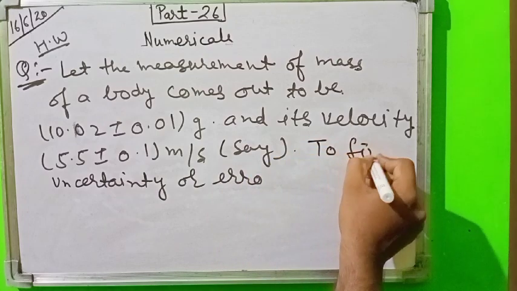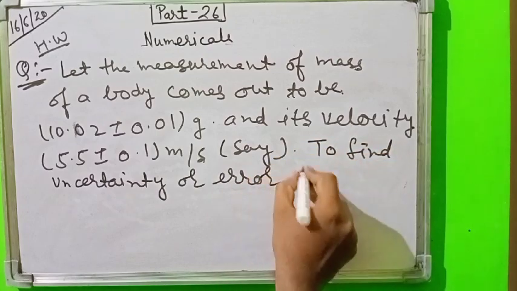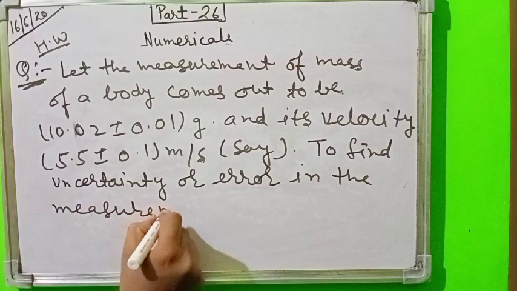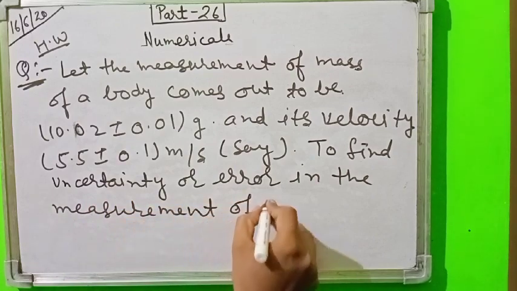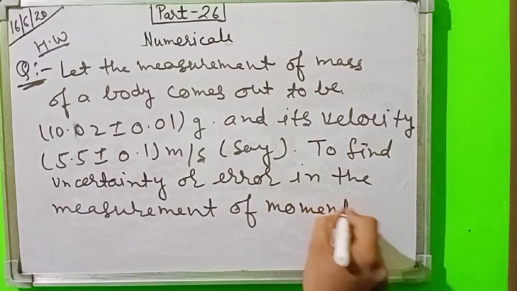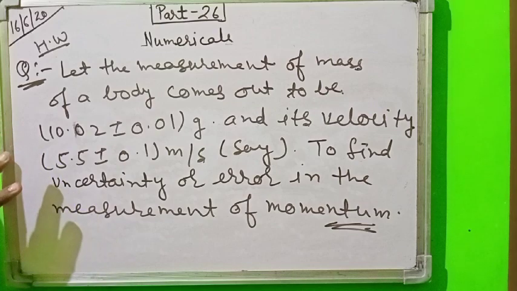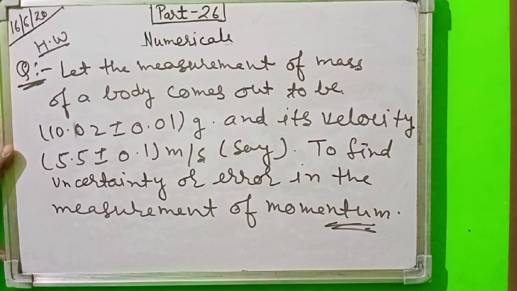To find the uncertainty or error in the measurement of momentum. You have to find out the uncertainty or error in the measurement of momentum. So this is for your homework. Try to do it, and I will discuss this question in tomorrow's video, and after that we will start our chapter 3, that is motion in a straight line.